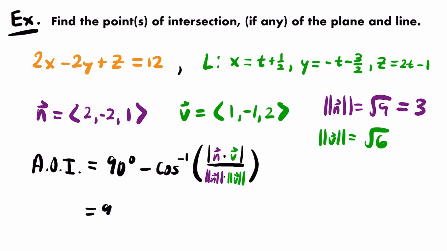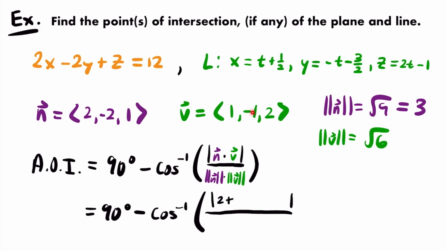This will be equal to 90 degrees minus inverse cosine of the absolute value of the dot product between the normal vector and the direction vector. So we're going to be taking the sum of the product of their corresponding components. So we'll have 2 times 1, which is 2. So we'll have 2 plus -1 times -2. That will be +2. So we have +2. And then we're adding 2 times 1, which is 2.